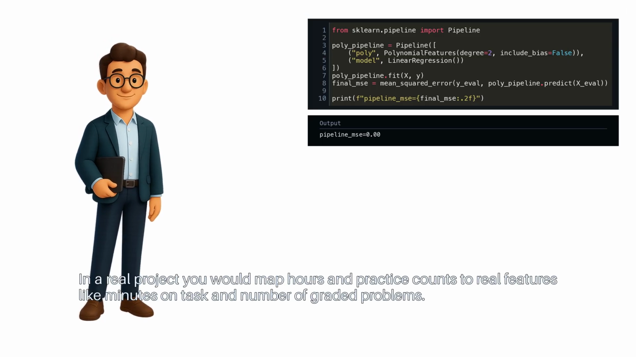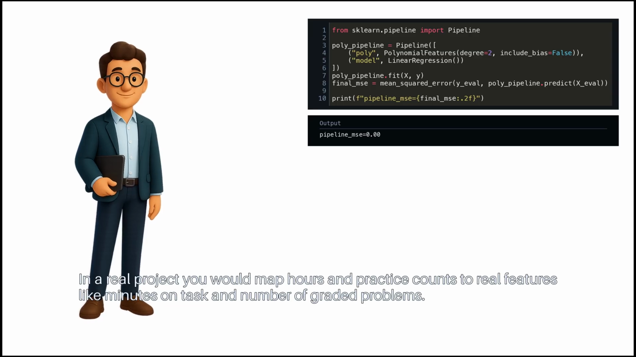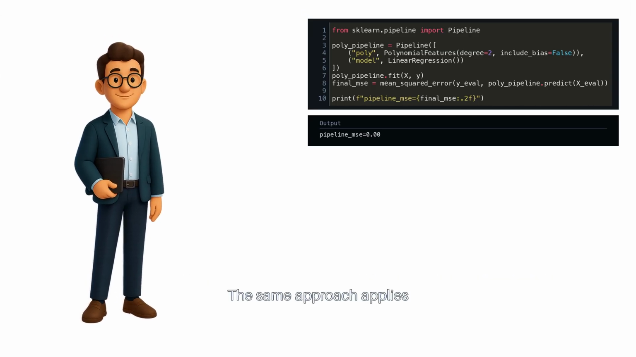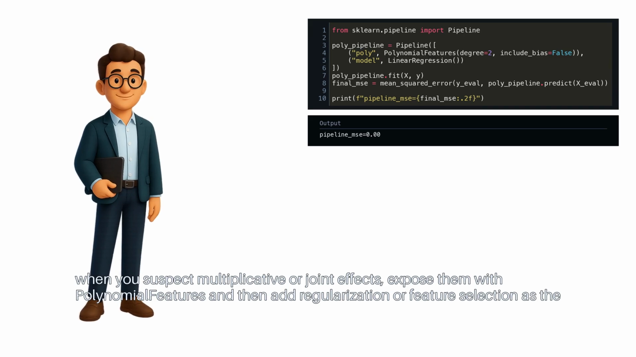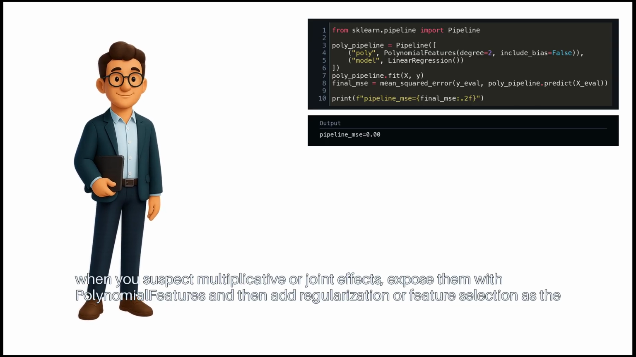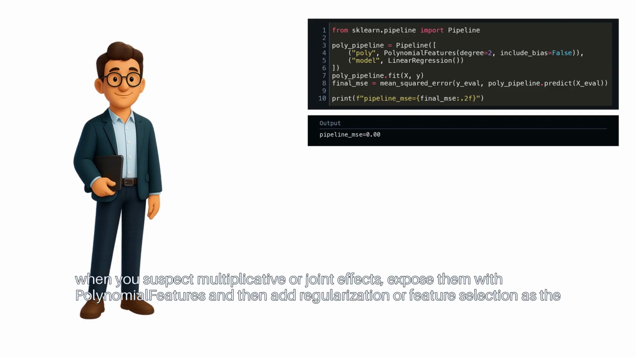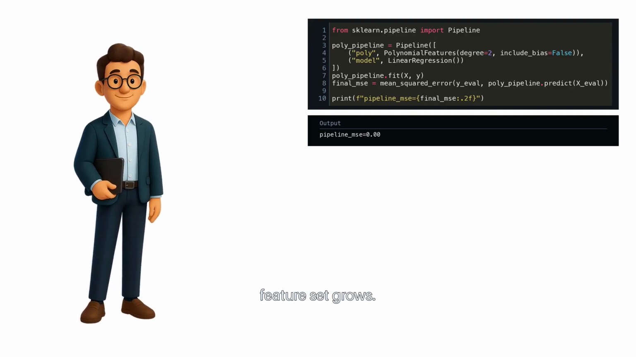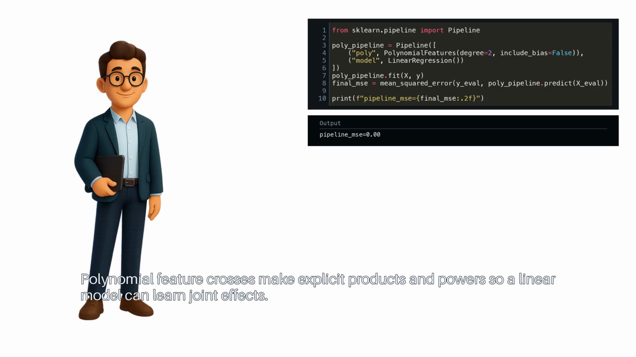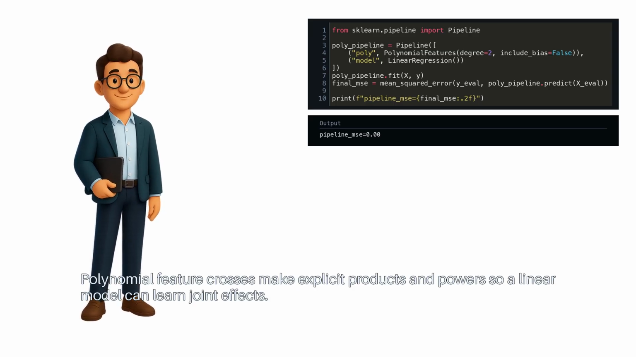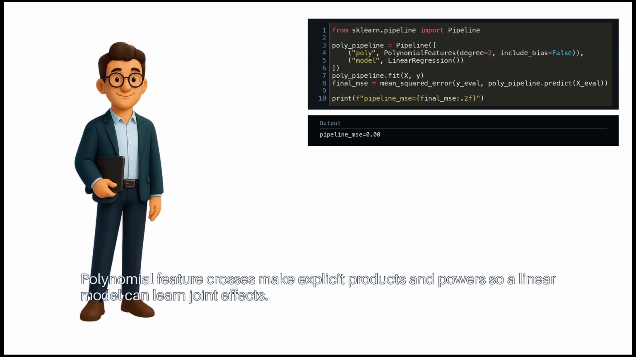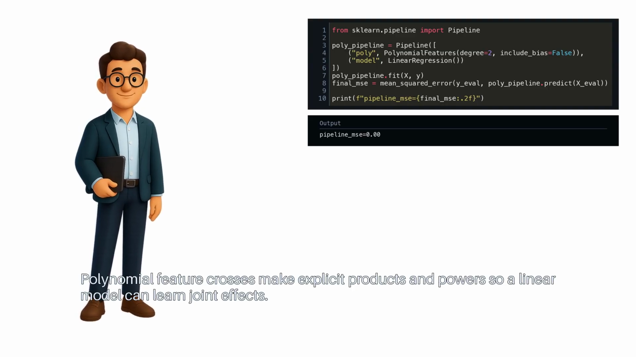In a real project, you would map hours and practice counts to real features like minutes on task and number of graded problems. The same approach applies. When you suspect multiplicative or joint effects, expose them with polynomial features, and then add regularization or feature selection as the feature set grows. Polynomial feature crosses make explicit products and powers, so a linear model can learn joint effects.